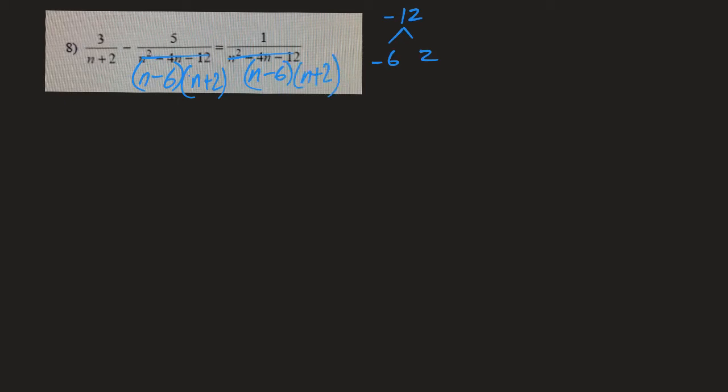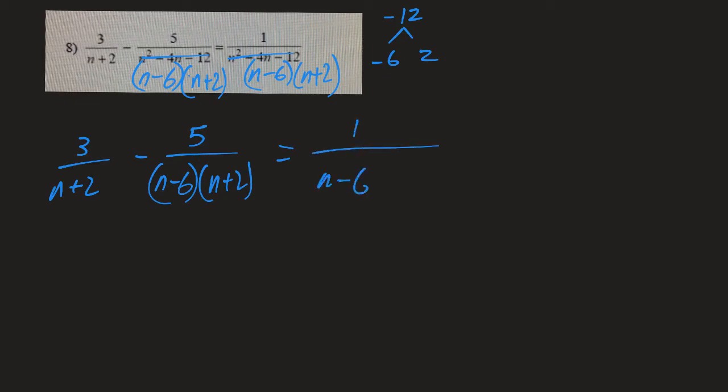So let's see what our equation looks like right now. 3 over n plus 2 minus 5 over n minus 6, n plus 2 equals 1 over n minus 6, n plus 2. Okay, with this written out, let's go ahead and find those excluded values.